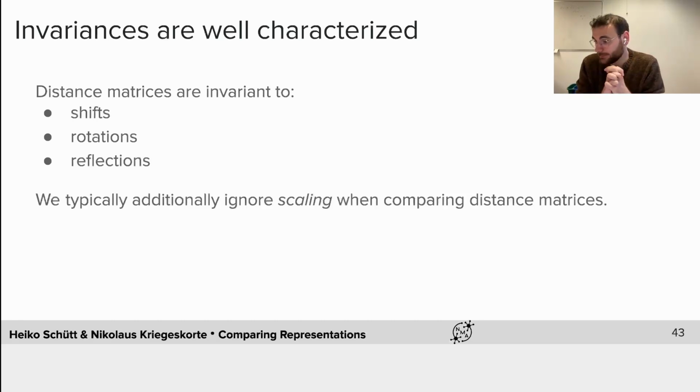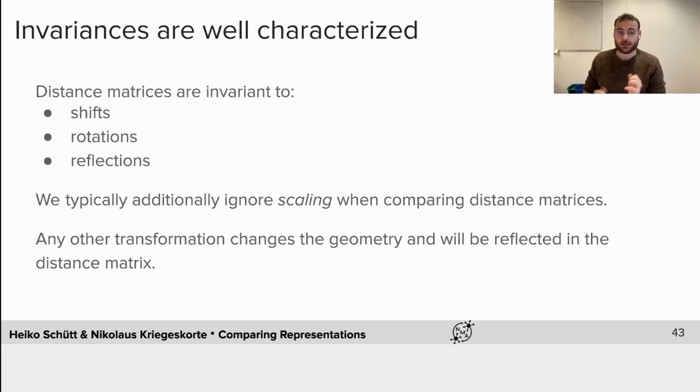And so those are the main three. And then we additionally ignore scaling usually. Once we have actually computed the dissimilarity matrices, we use ways of comparing them that ignore how big the distances are overall, which makes us also invariant to just scaling everything up or everything down. And that's it. Any other transformation to the representation will actually lead to different distances. So this is very nice because we really know which transformations we can apply without changing the representation space.